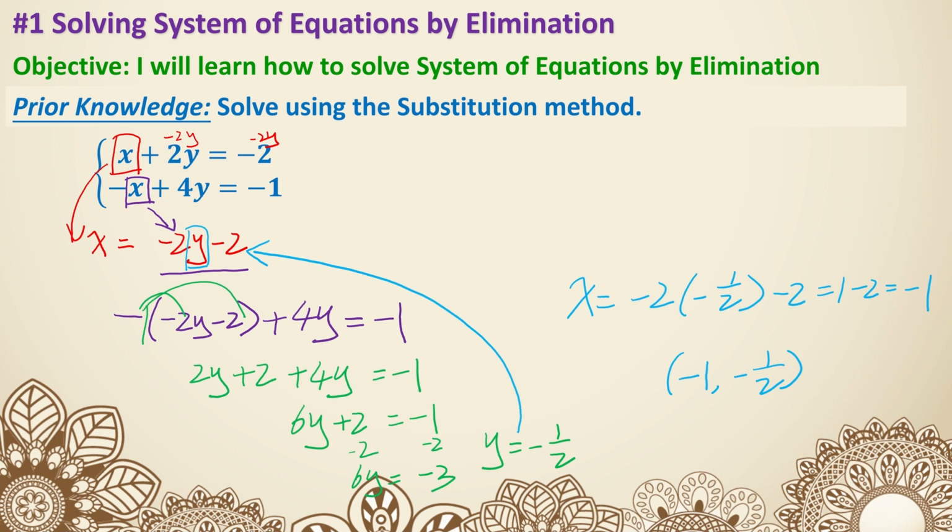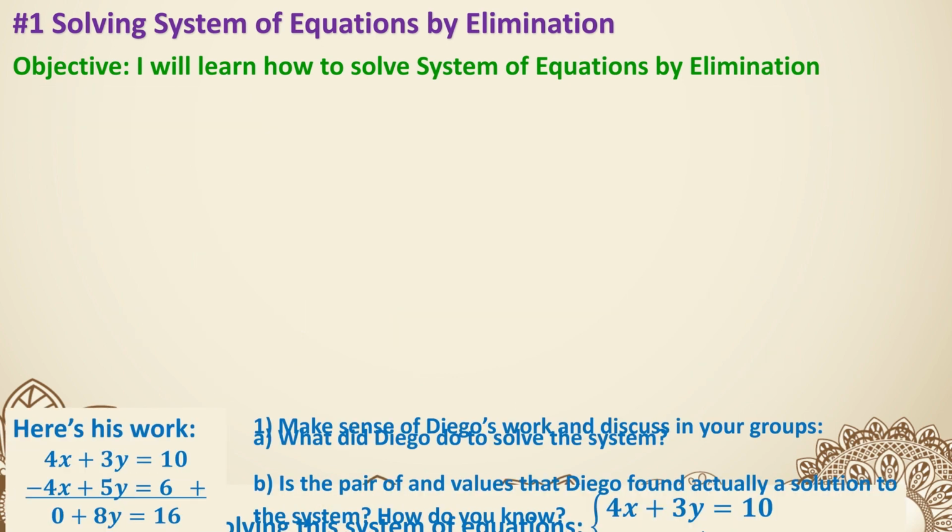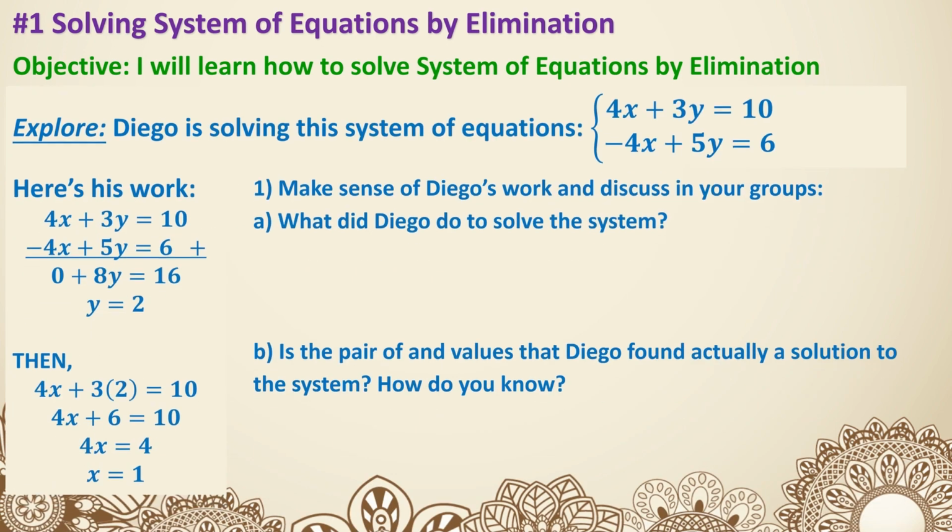Before we get into the other method, let's do a little bit of exploration. So here's some work from Diego. Diego is solving this system of equations, 4x plus 3y equals 10, and negative 4x plus 5y equals 6. I'm going to ask you to pause here, look at his work, and answer questions 1 and 2. Hopefully you have had a look.